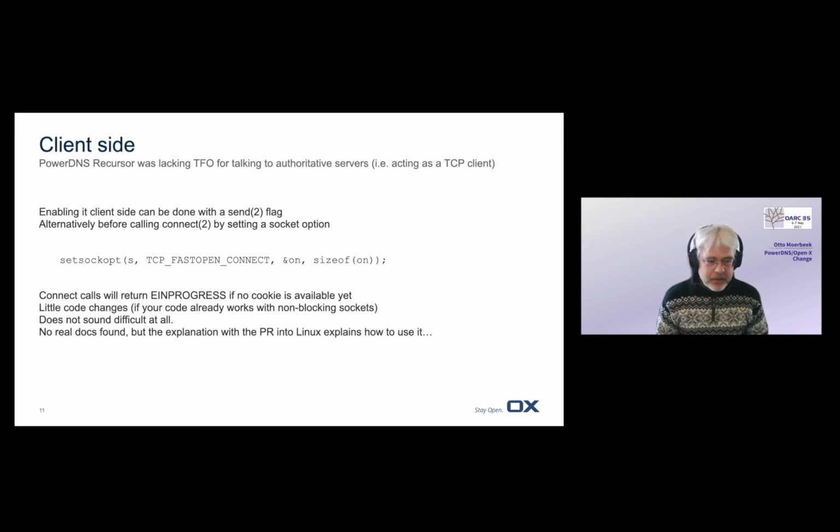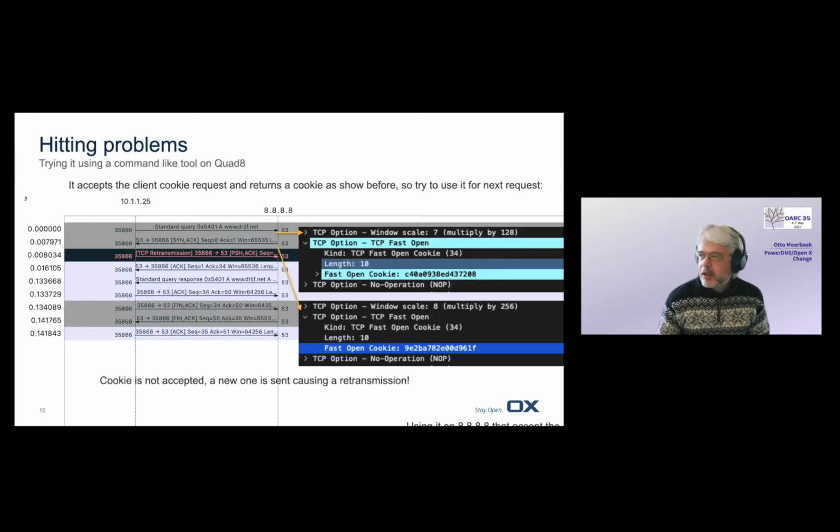So next comes testing. And I was a bit surprised that the code wasn't working as I was expecting. I looked at the Wireshark diagrams and I saw strange things. And well, one of the reasons was that I was using a TCP forward to quad 8.